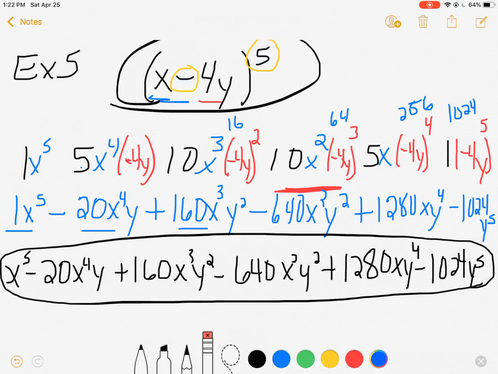This was example 2. Okay, then we are going to go to example 3 and 4.